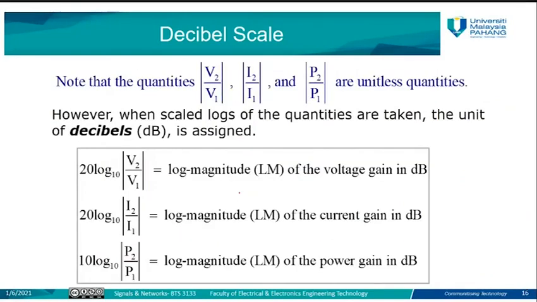So 20 log V2 over V1, 20 log I2 over I1, and 10 log P2 over P1, all of these we call the log magnitude, or LM, for the voltage, for the current, and for the power. Later on, this log magnitude will be used to represent the frequency response of the magnitude. And we have another frequency response, which is for the phase. We are going to see how we can find this frequency response for the phase.